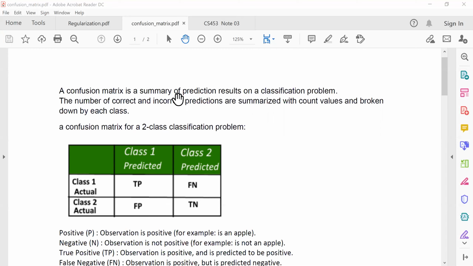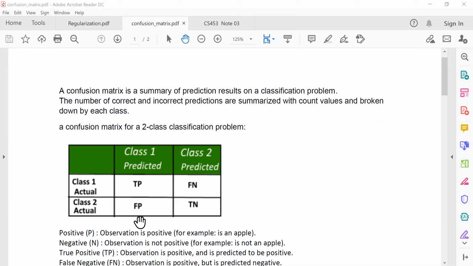It gives you a summary of prediction results, and this is also for classification. It will give you the number of correct and incorrect predictions, so it's much more detailed. It's not just a percentage score. Here it gives us an example regarding two-class classification, either class 1 or class 2. This is what the confusion matrix looks like for two-class classification.